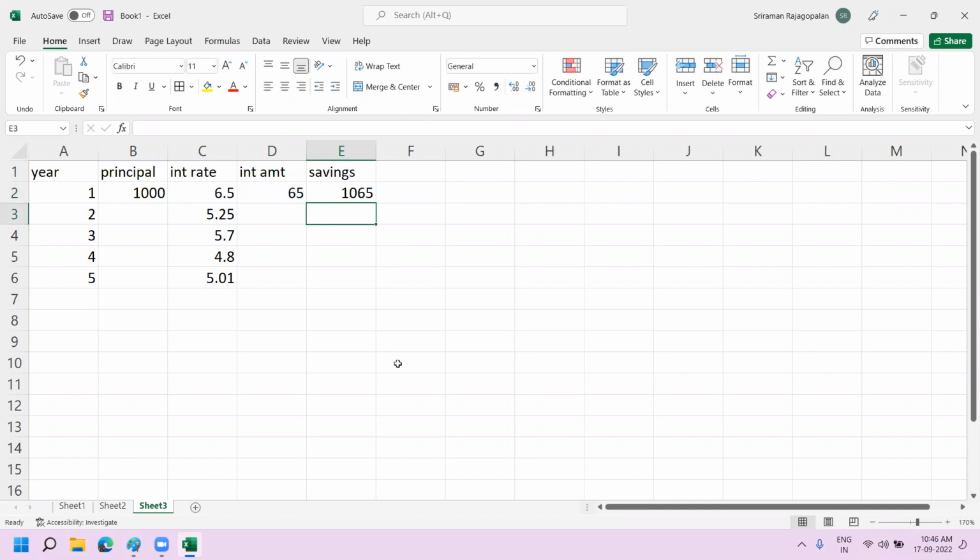Now for the second year, what will be the principal? That is the saving amount. So I'll put equals the saving. So I'll get 1065 as this starting amount. And now I can simply drag this formula. Then pull this formula down here and pull this formula for the next one.